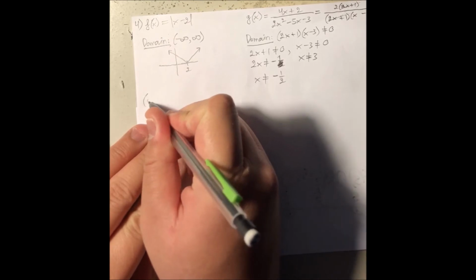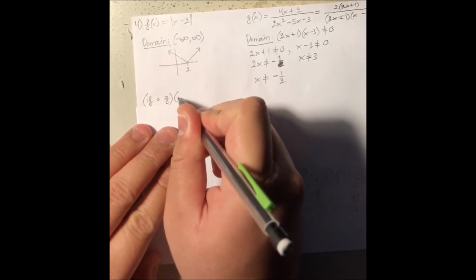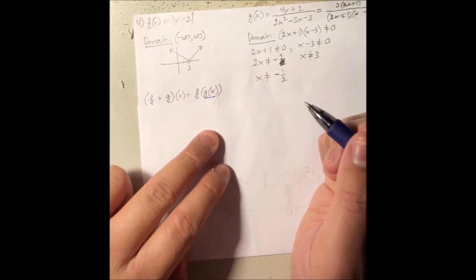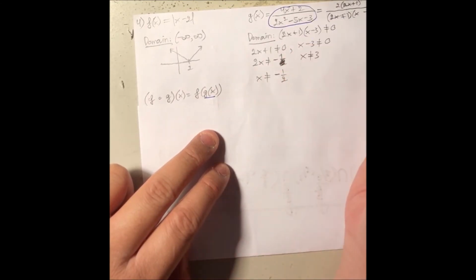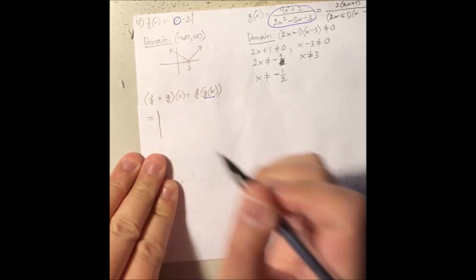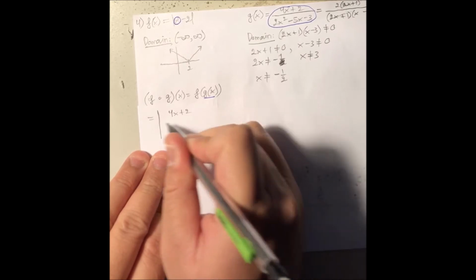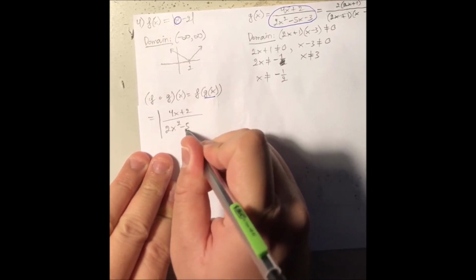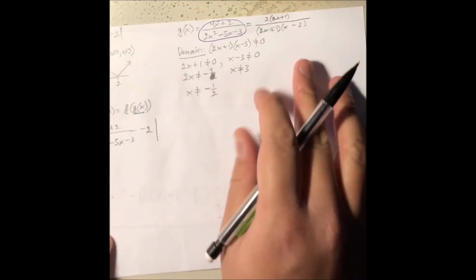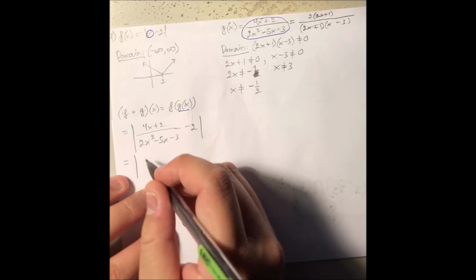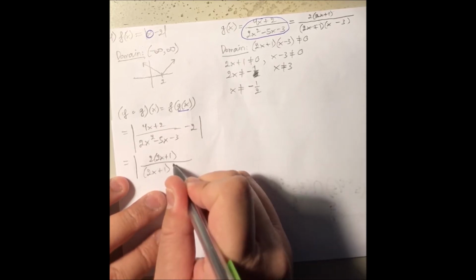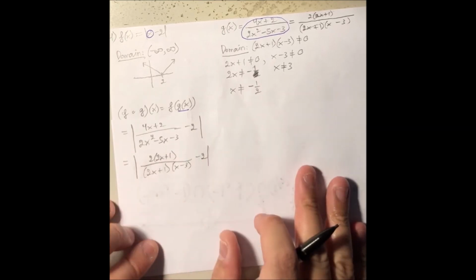But anyway, what about the composition f of g of x? Well, f of g of x is basically the entire function g replacing all of the x in the f function. So that means we are going to have the absolute value of (4x plus 2) all over (2x squared minus 5x minus 3), and then all of this minus 2. But this can be factored to look like this: 2 times (2x plus 1) all over (2x plus 1) times (x minus 3), and then minus 2. Like that.